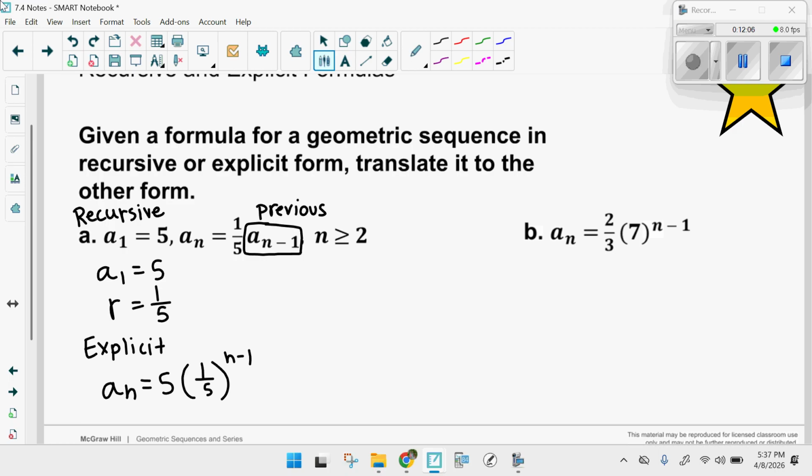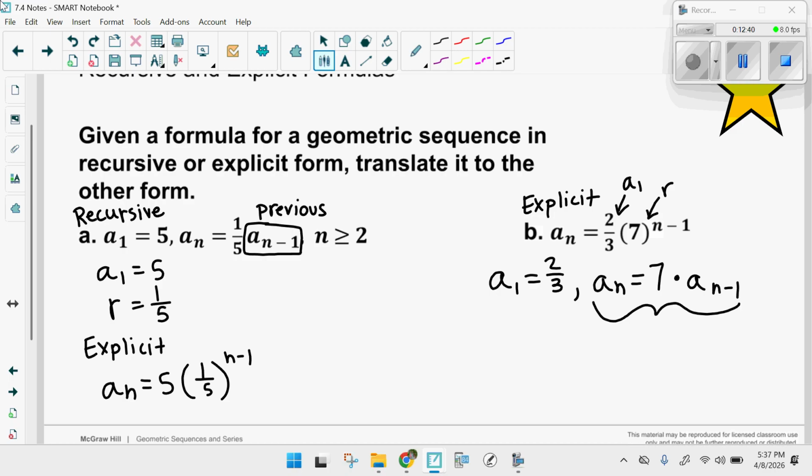Heading to part B, I have a sub n equals 2/3 times 7 to the n minus 1. This right now is currently explicit. From the explicit form, I can see this is my a sub 1, this is my r. And so now writing it in recursive form, a sub 1 is equal to 2/3. And then to get to the next term, I'm going to take that previous term and multiply it by 7.